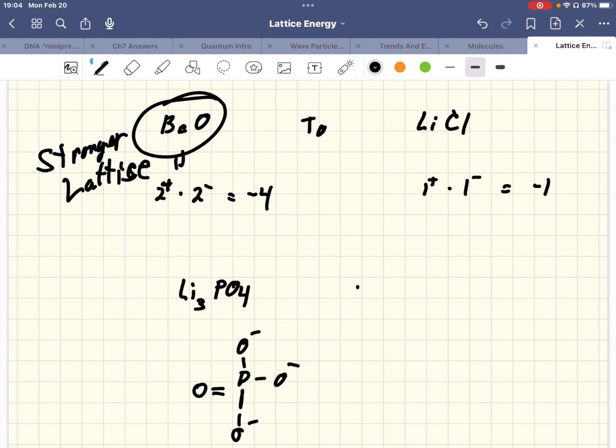So the product of the charges, Q1 times Q2. Now, is that going to be 3 for Q1? There are 3 lithiums, but each of them is +1, and you're considering them one at a time, how it interacts with the minus. And so you have to think of it as 1 plus times 3 minus, or 3 minus.